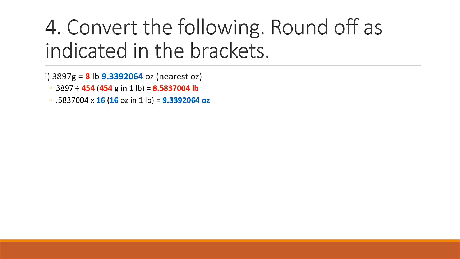Now they want this rounded to the nearest ounce, so anything to the right of the decimal is a part of an ounce. So 9 full ounces, the first decimal is a 3. That's not high enough to change anything. So when you finally round this off, you get an answer of 8 pounds and 9 ounces. Remember, rounding is worth 1/3 of your mark in this entire course.